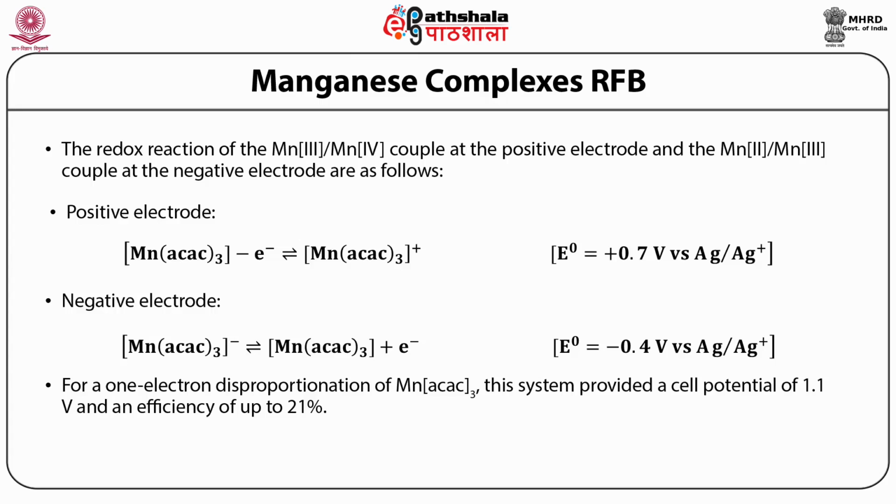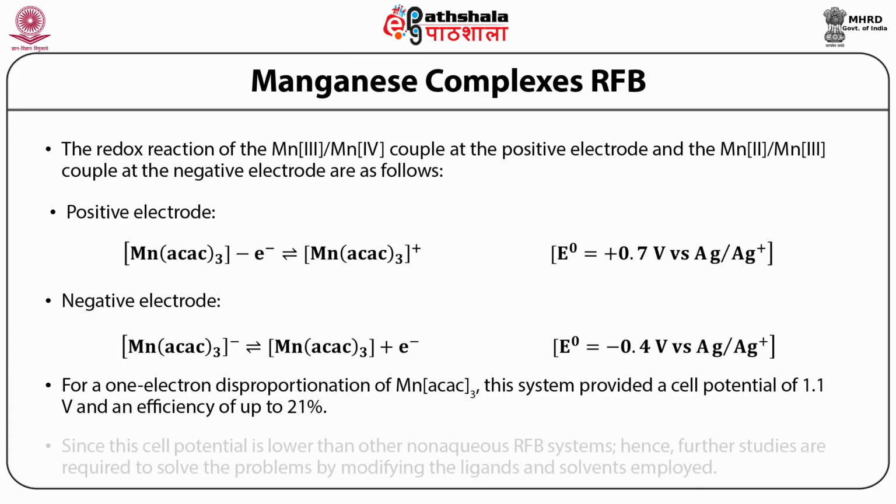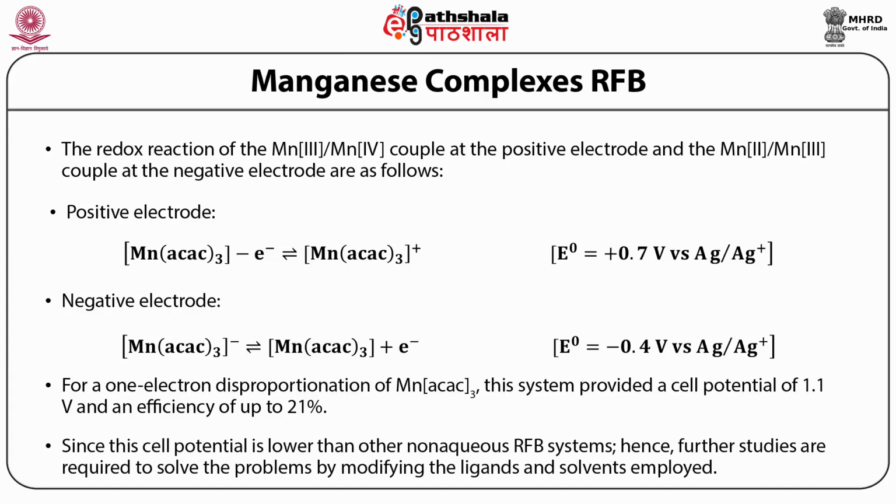For a 1 electron disproportionation of Mn(acac)3, this system provides a cell potential of 1.1 volts and an efficiency of up to 21%. As discussed above, since this cell potential is lower than other non-aqueous RFB systems, further studies are required to solve the problems by modifying the ligands and the solvents employed.